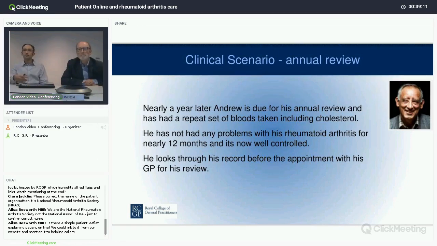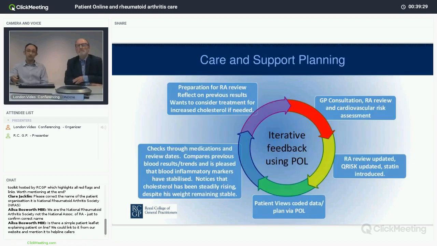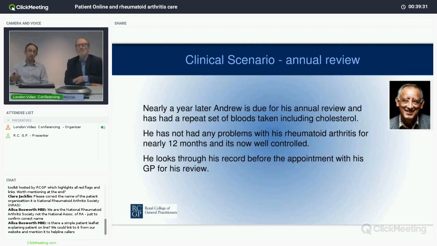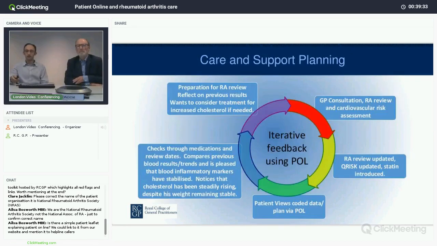And he may notice that his cholesterol is raised, for instance, as he's been able to access his detailed coded record. But otherwise things are stable with his rheumatoid, and it gives him an opportunity to look through his record before his appointment for his GP to see what may be important to him.